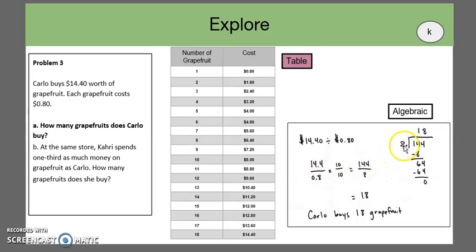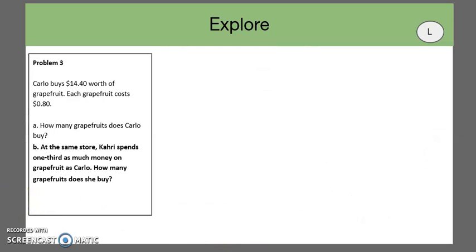And when we divide 8 into 144, we get 18. Carlo buys 18 grapefruit. We still get the answer over here as well. The last thing is, at the same store, Kyrie spends 1/3 of as much money on the grapefruit as Carlo. How much grapefruit does she buy?